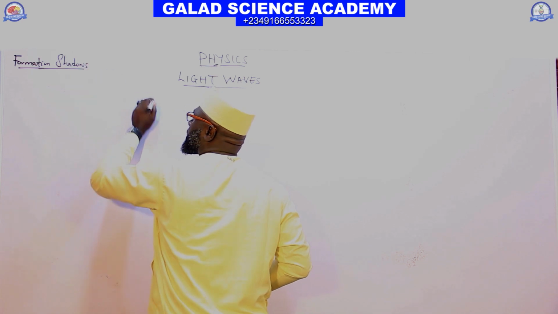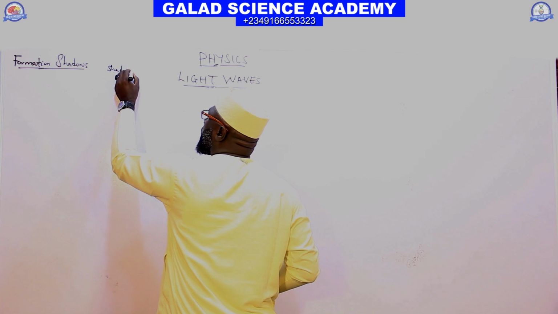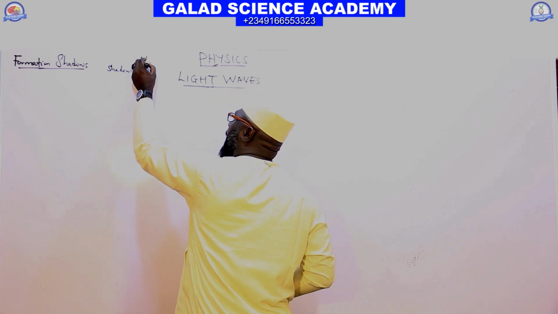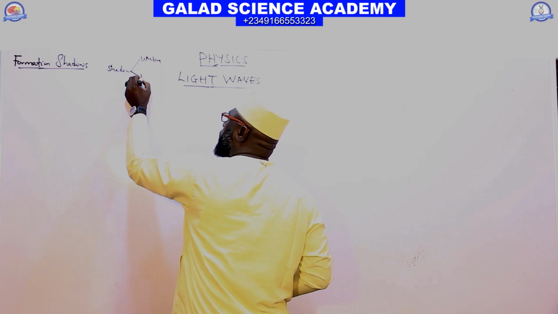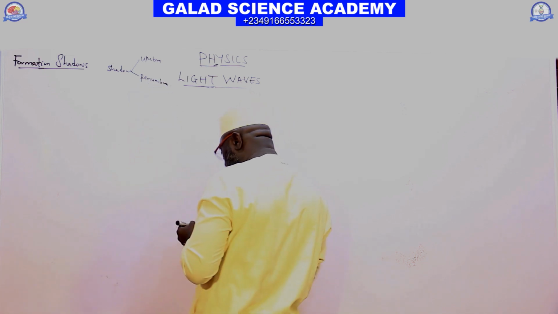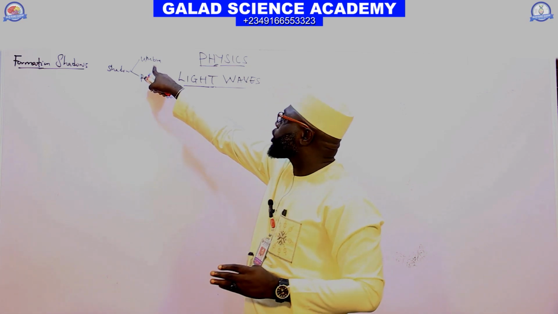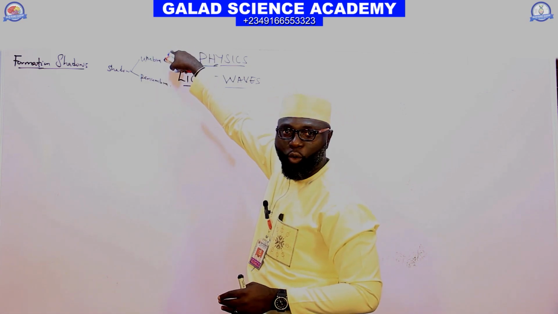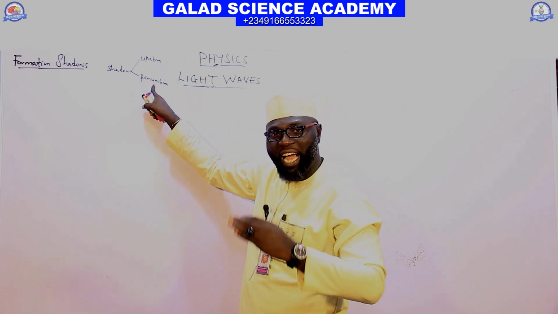The one shadow, we have what we call umbra, and we have what we call penumbra. What is umbra? Umbra is the total darkness of the shadow, but penumbra is the partial darkness of the shadow.